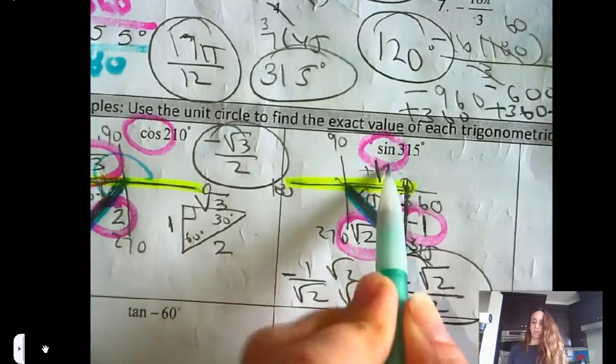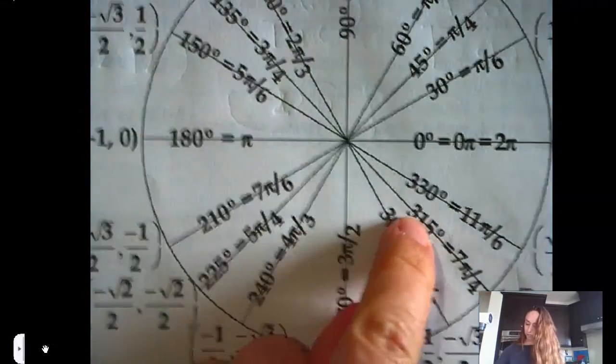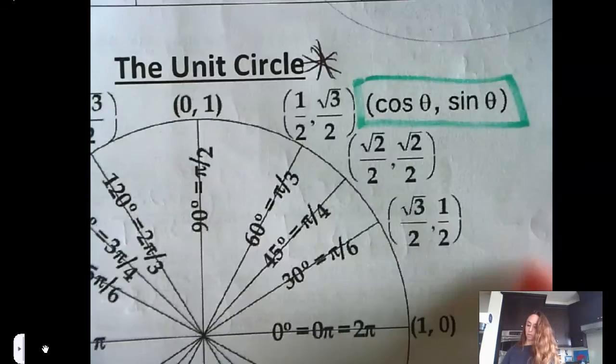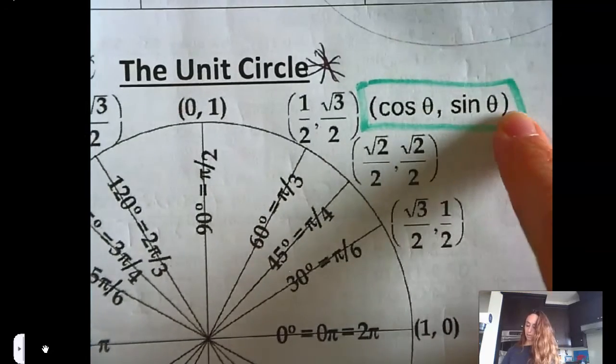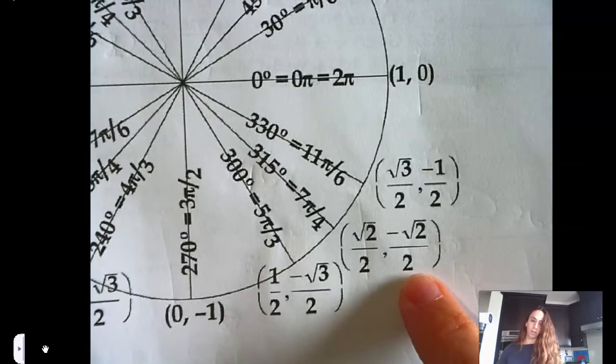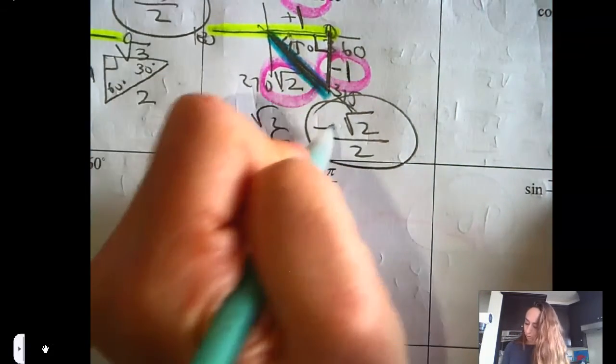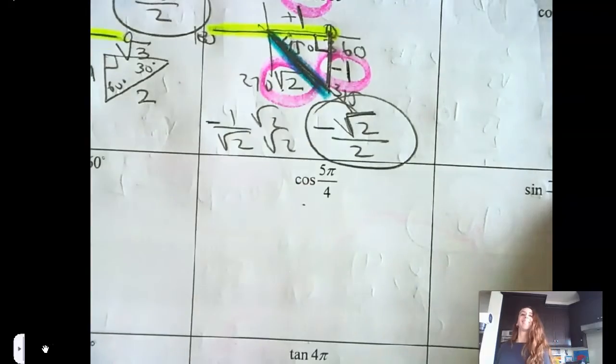Well, let's look. Sine of 315. Let's go to our unit circle and find 315 degrees. There's this one, then this one. Remember, first comes cosine, then comes sine. So sine, the second one, of 315 is negative rad 2 over 2. That's what we got. You will eventually have to memorize the unit circle, but not this year.